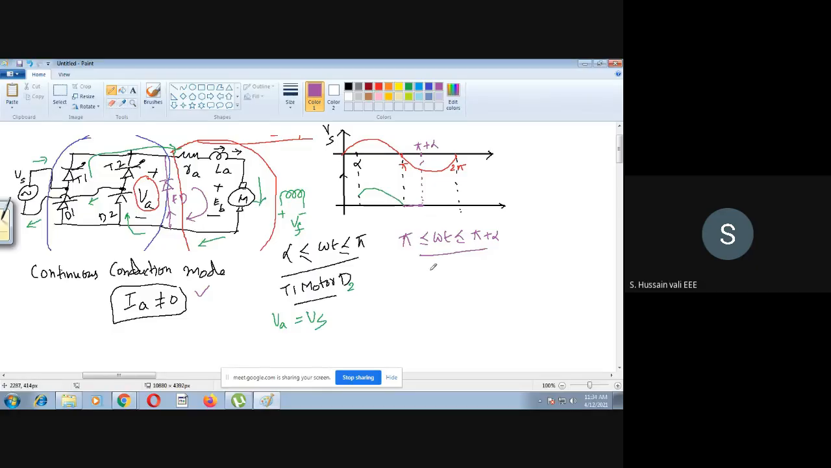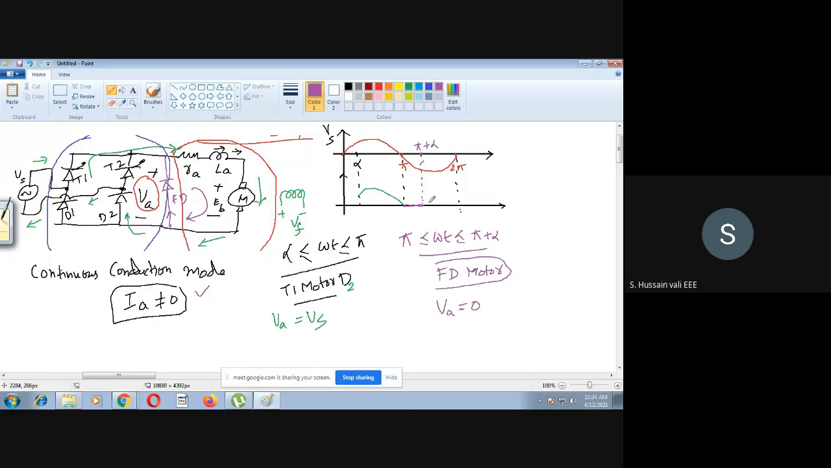Now in this interval, what will conduct? The freewheeling diode and the motor. Through the freewheeling diode and motor, the current makes a closed path. So what is VA? VA is equal to 0, because the freewheeling diode is conducting and behaves as a short circuit, and the voltage across a short circuit is 0. So this is the total cycle: from alpha to pi it is VS, whereas from pi to pi plus alpha it is 0.